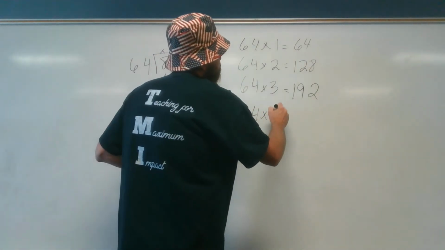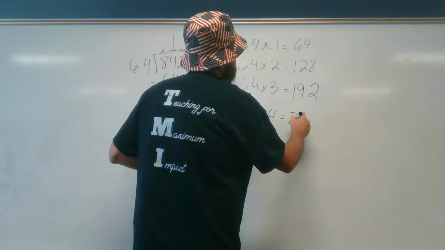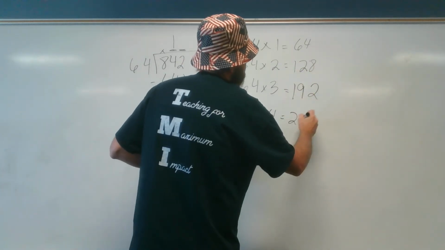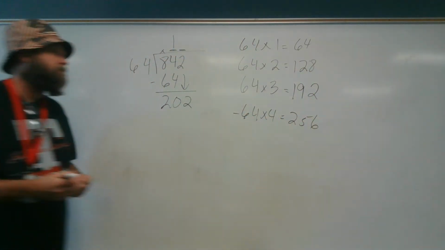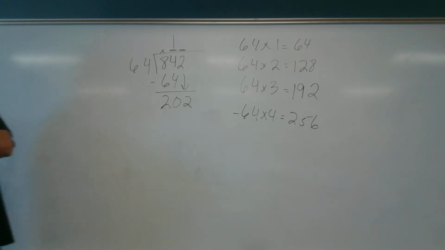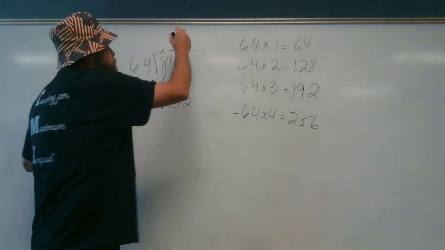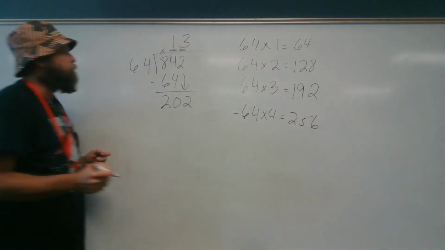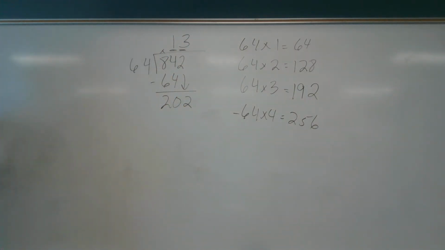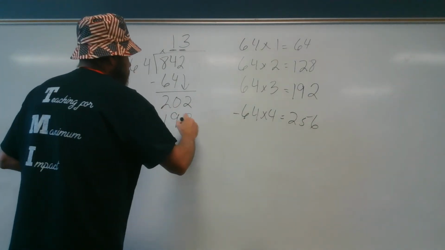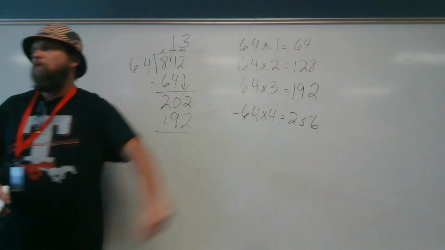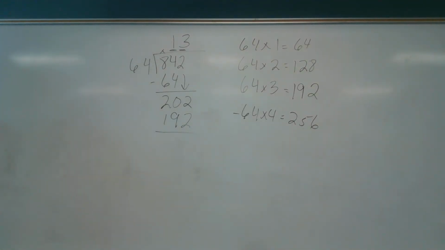64 times 4 is 256. Well, 256 is too big. So it must be 64 times what, Laura? 3. And 3 times 64 is? 192. See, the beauty of this is I've already done most of the math once I've done it the first time.